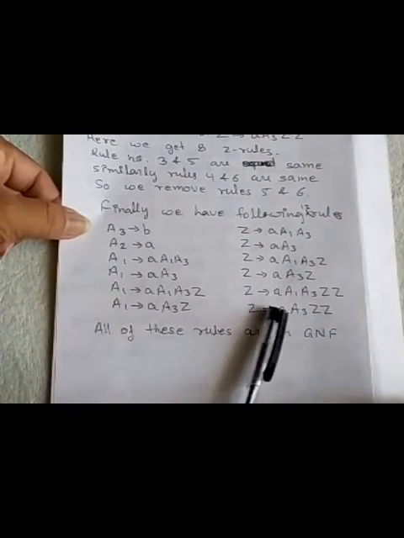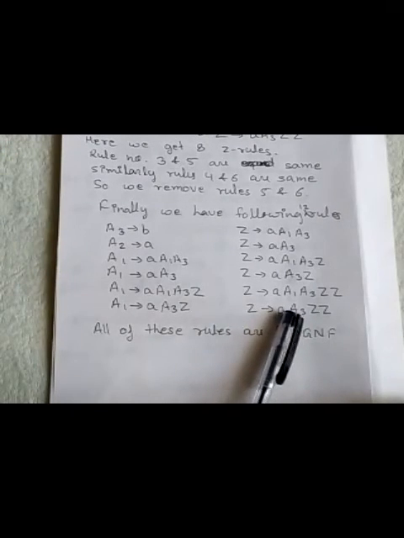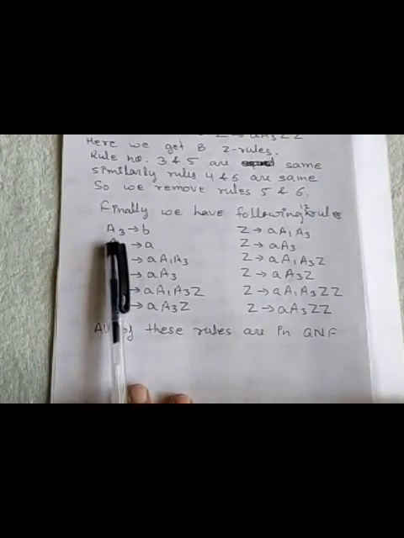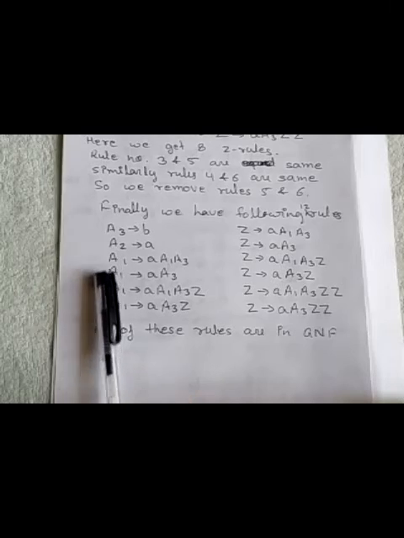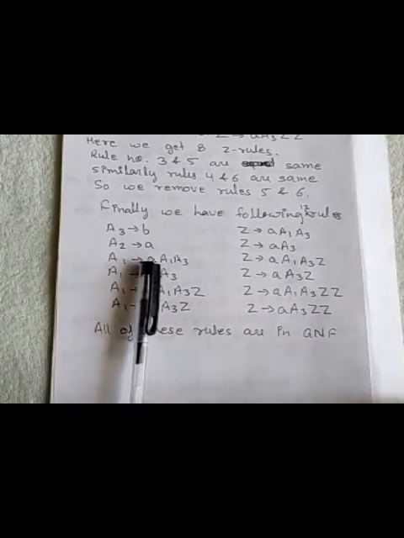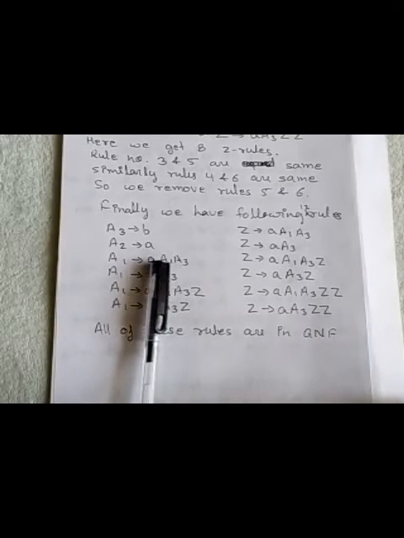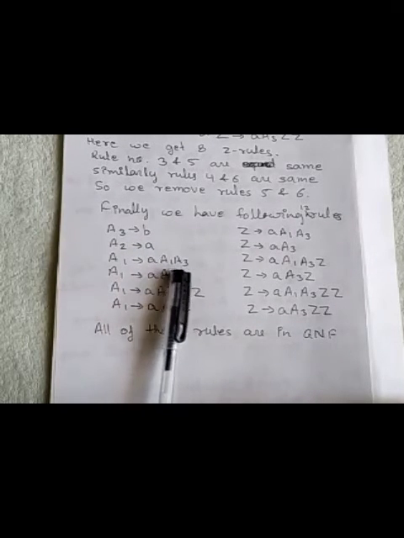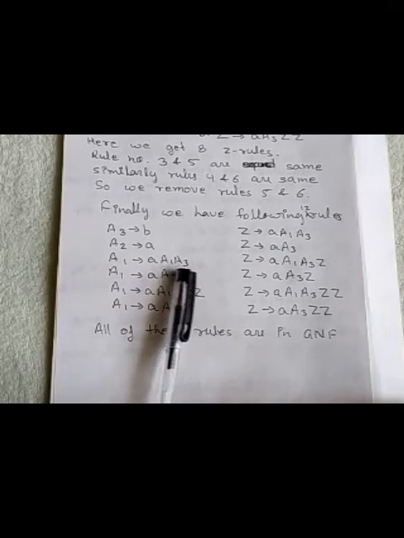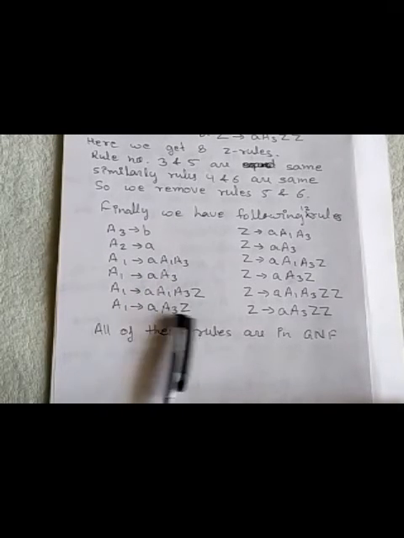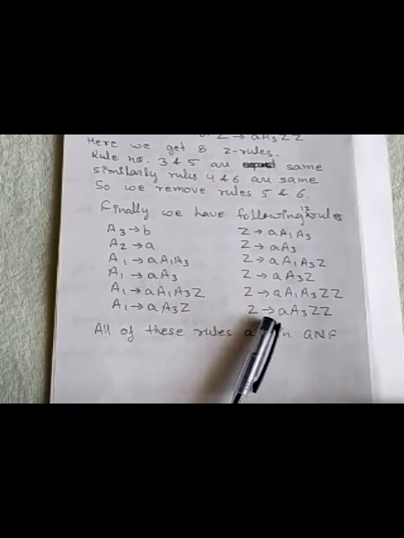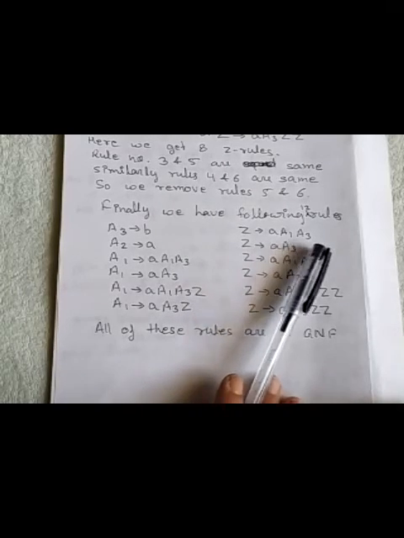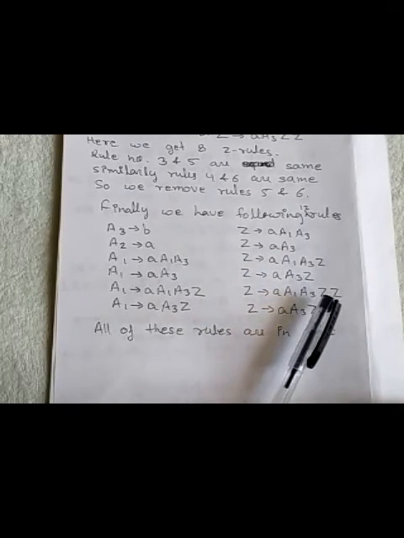All the rules are in the Greibach normal form, where at the left hand side we have a single non-terminal, and at the right hand side we have either a terminal symbol or a terminal symbol followed by a string of terminals and non-terminals, right? In each rule we have a terminal followed by a string of non-terminal symbols.